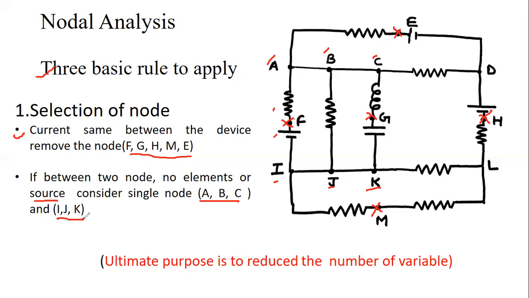So the ultimate purpose of the selection of nodes is to select the minimum number of nodes. In nodal analysis, the number of nodes equals the number of equations. So just try to minimize the nodes as much as possible. So first is the selection of node. Now move to the second point.